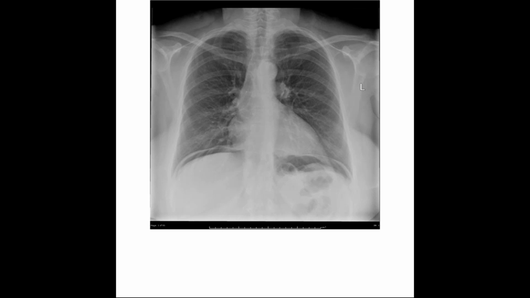Anything else? What if the gastric bubble can be on this side as well? One of the common things that can be there.